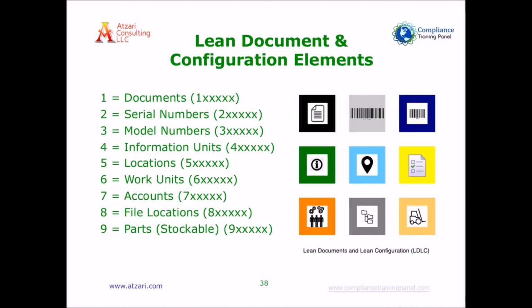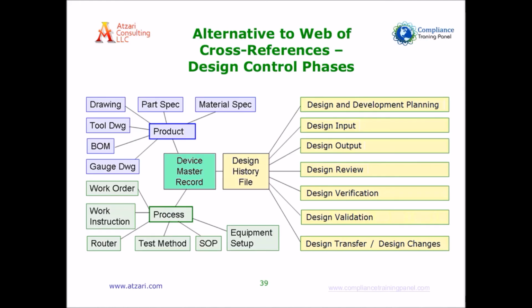Now, lean documents has a close cousin, and I call that lean configuration. There are actually 9 elements that allow you to run your entire QMS, and for that matter, your entire business. There is an alternative to that tangled web of cross-references, and it's a good segue into the design traceability matrix. So on the right-hand side, you have your design history file, and you have your phases of design control. So you have your design and development planning, design input, all the way to design transfer when you transfer to manufacturing to produce your product.